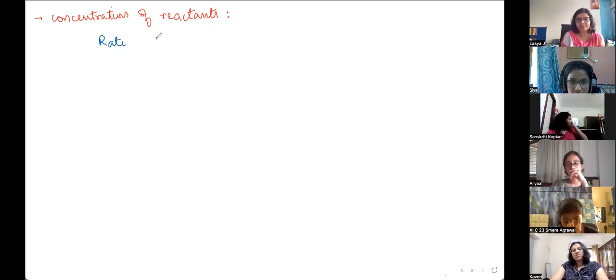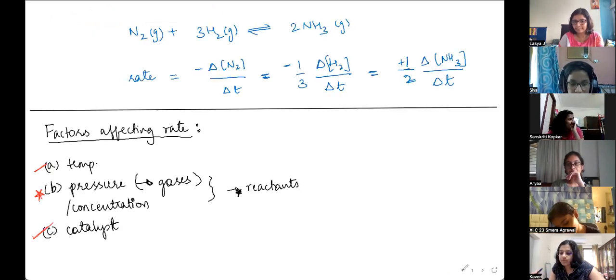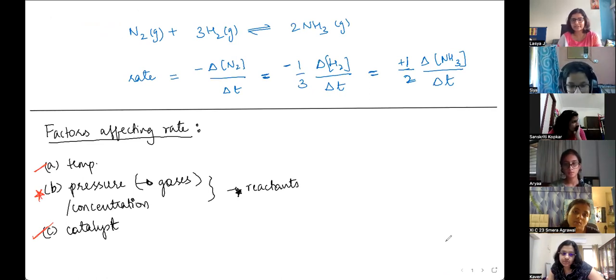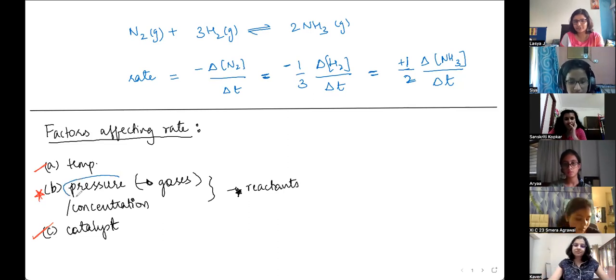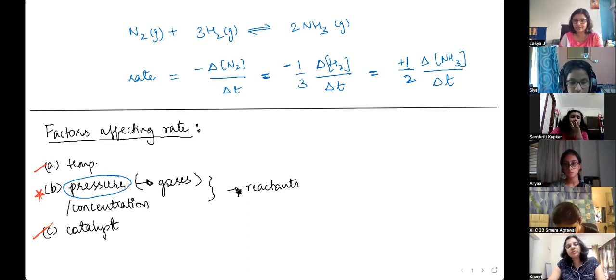So rate is directly proportional. Sorry, in the list that you gave, Smith, the second one you've written pressure, or concentration. So how are they the same thing? If you're looking at a gaseous reaction, in which the reactants are gases, you can measure it in terms of their partial pressures. But if it's a reaction taking place in solution, in aqueous form, you talk about it in terms of concentration.